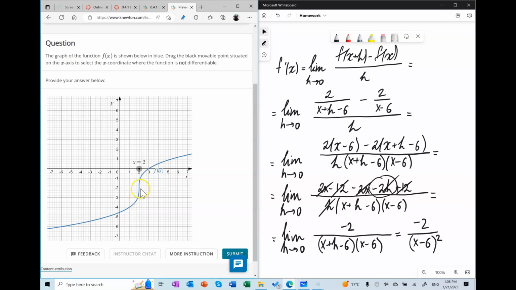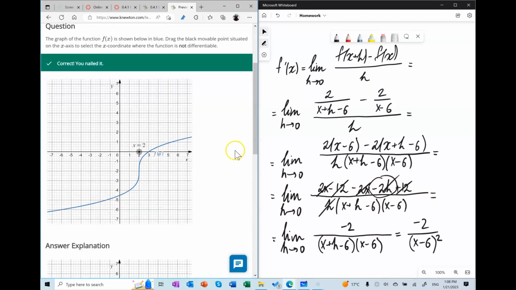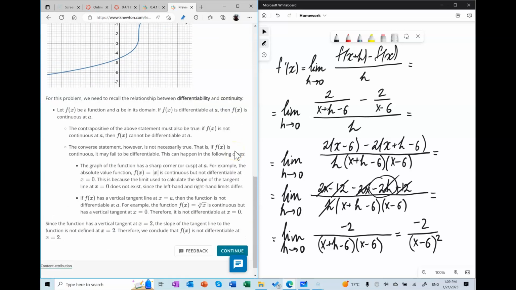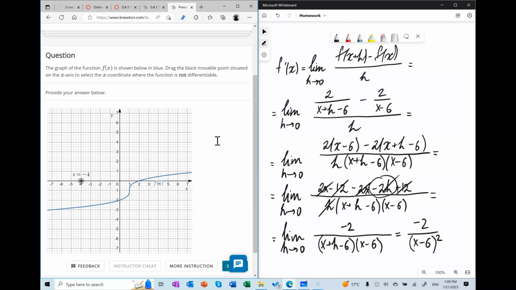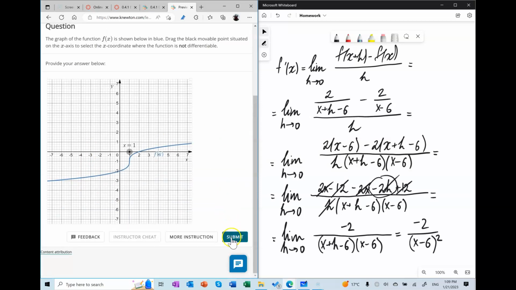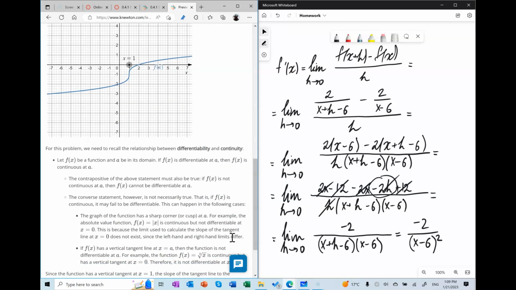This is an example of a vertical tangent line right here. So we can see how the function is defined, the function is continuous, looks good. If you want to draw the tangent line, it will be vertical, but vertical tangent lines don't have a slope, therefore this function doesn't have a derivative at x equals 2. This is another similar example. So vertical tangent line means no slope, means no derivative.